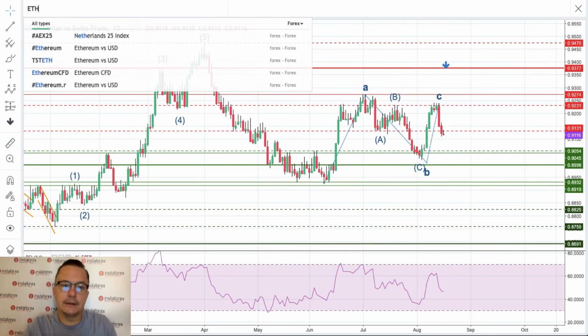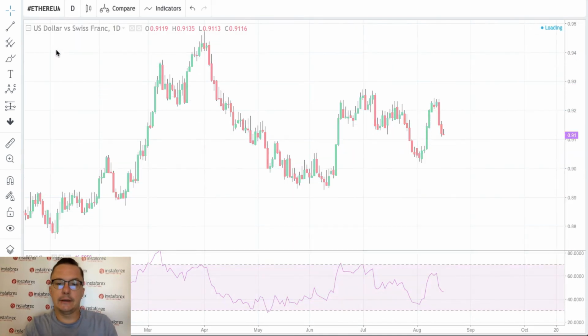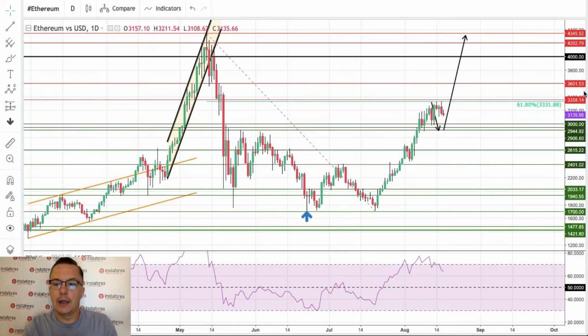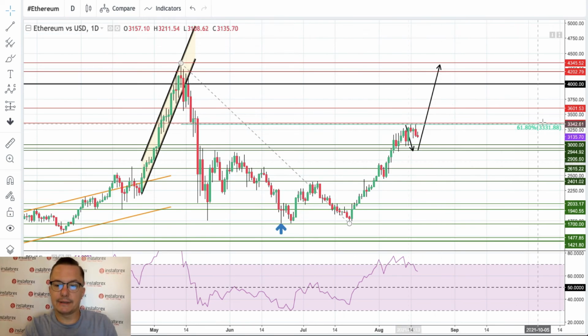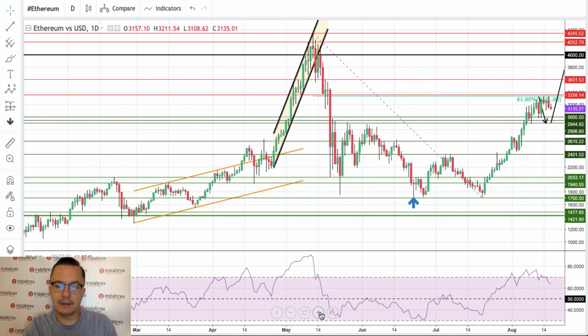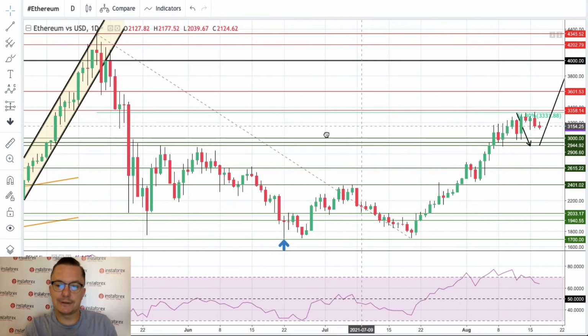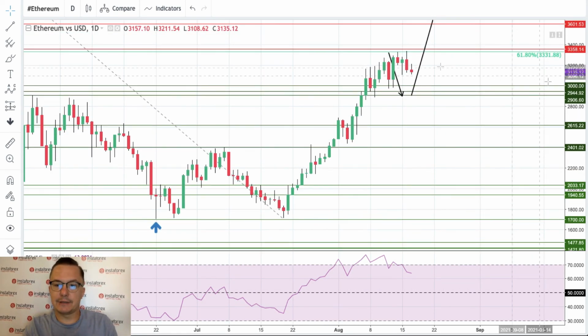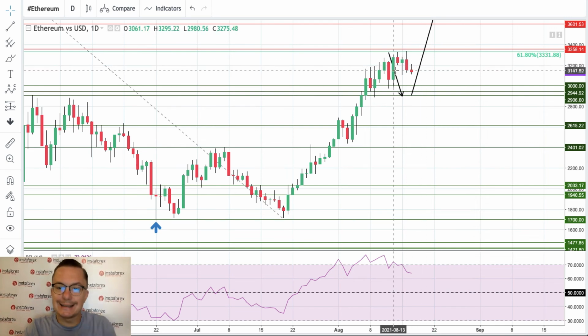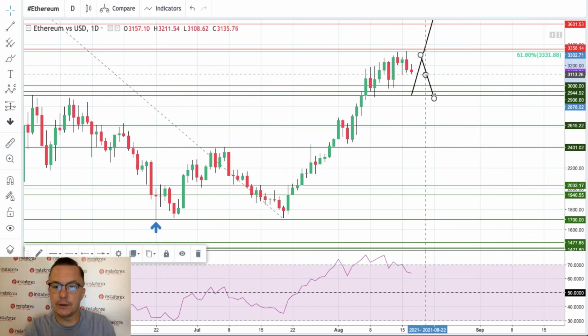And at the end, let's take a look at the Ethereum. What is the Ethereum doing here? Everything is according to our plan. The 61% of the Fibonacci retracement has been hit. Let me just zoom in here to see the situation more clearly. Yes, 61% has been hit. We expect this kind of a pullback here. Nothing new for us. We still expect this kind of a pullback.